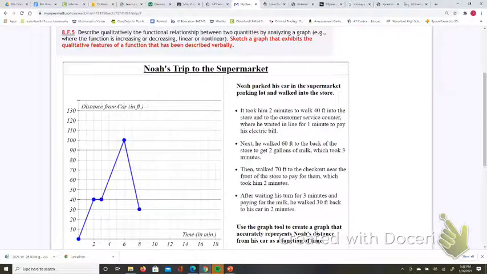After waiting his turn for 3 minutes and paying for the milk, okay, he waited for 3 minutes and then paid for the milk. He walked 30 feet back to his car, 10, 20, 30, and it took him 2 minutes. And that is our graph.